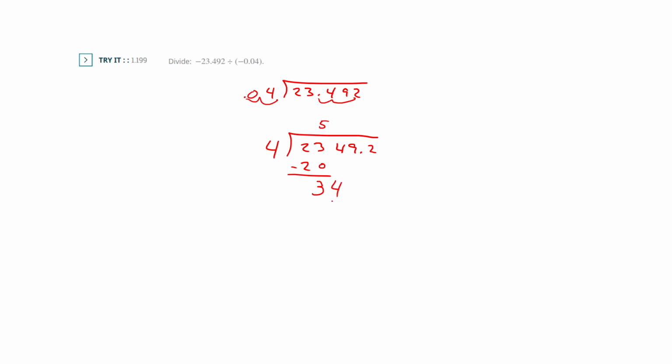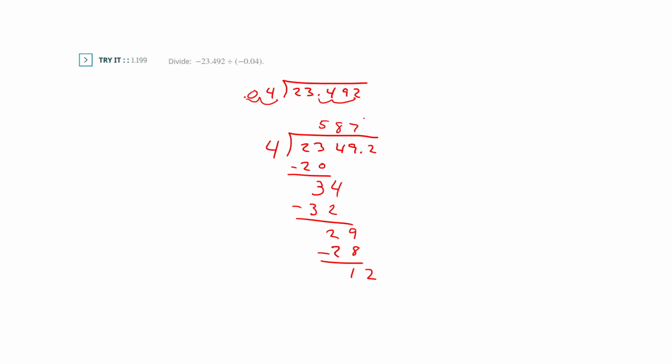Bring down the next number. Okay, we're doing 4 into 34 8 times. 8 times 4 is 32. Check your remainder. Bring down the next number. What do we got? 7 times 4 is 28. Bring down your remainder. Got one more number.